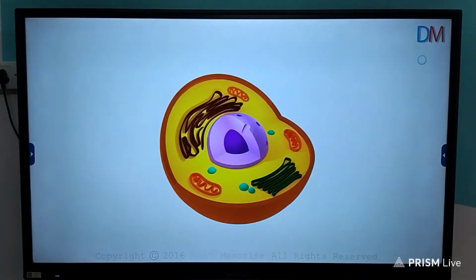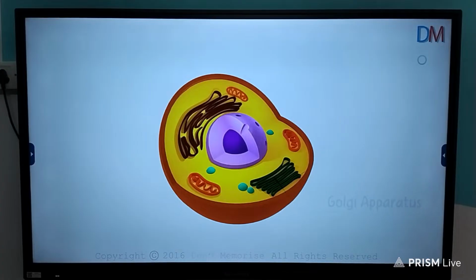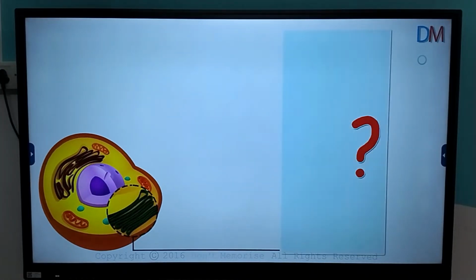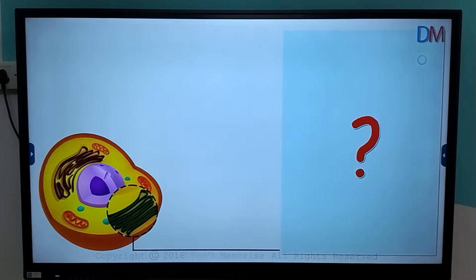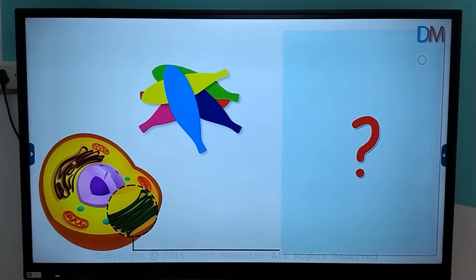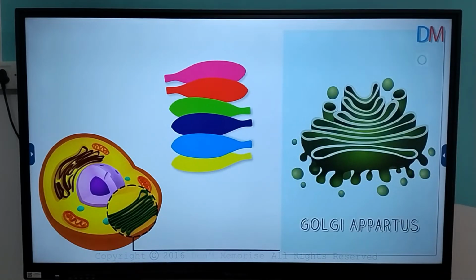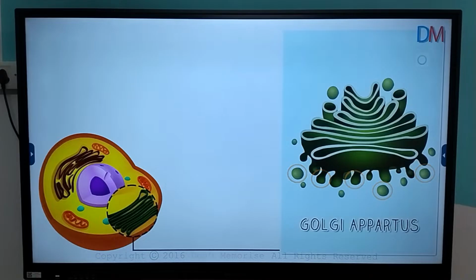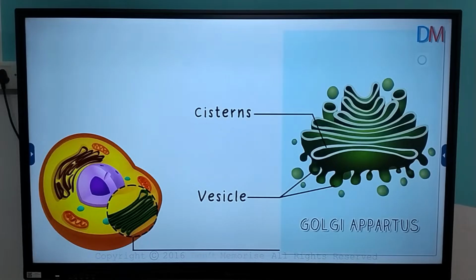One of the cell organelles is the Golgi apparatus. But how does it look? Let me show you. Have you ever seen deflated balloons? The Golgi apparatus looks like deflated balloons placed parallel to each other. What are these things here? Each of these is called a vesicle, and these vesicles placed in stacks are called cisterns, and they are bound by a membrane. These tubes are connected to the endoplasmic reticulum.